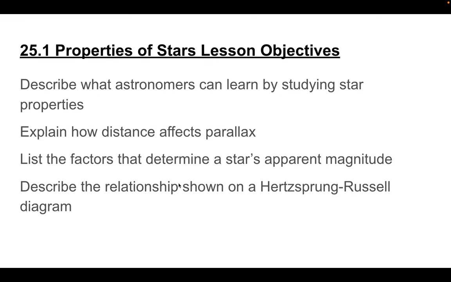Chapter 25.1 is properties of stars. I'm going to talk about what we can learn by studying star properties. How do we measure the distance of stars? What are factors that determine how bright a star looks at night? And then I'll talk about the Hertzsprung-Russell diagram, which is part of your assignment.